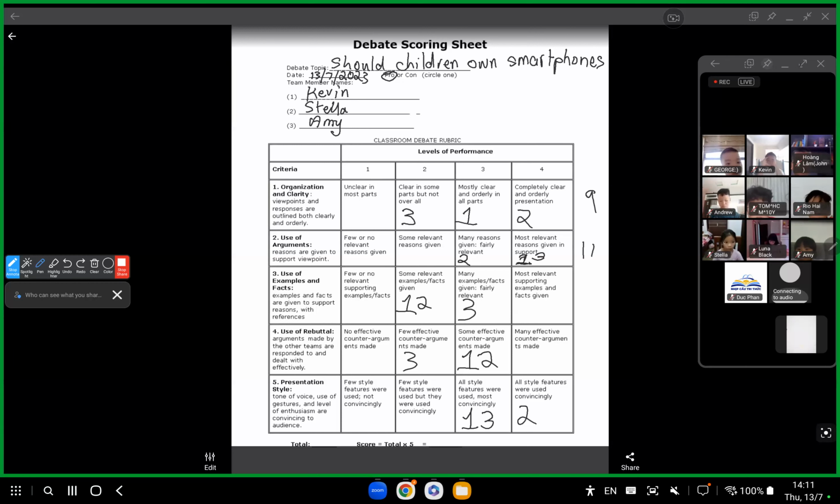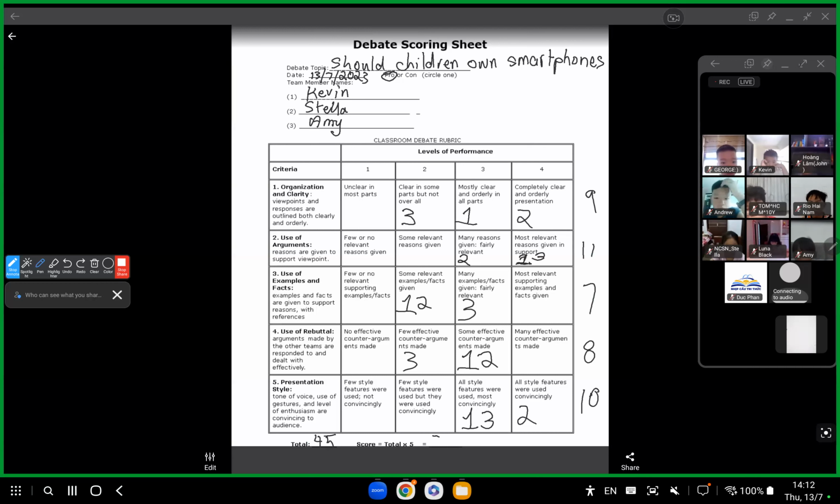That makes 11. 2, 2, 3 makes 7. 2, 3, 3 makes 8. 6 makes 10. So 9, 11 is 20, 27, 35. So that gives us a score of 45 points. And then to find the total, for some reason, they're going to multiply that by 5. So that looks like 225, if my maths is correct.